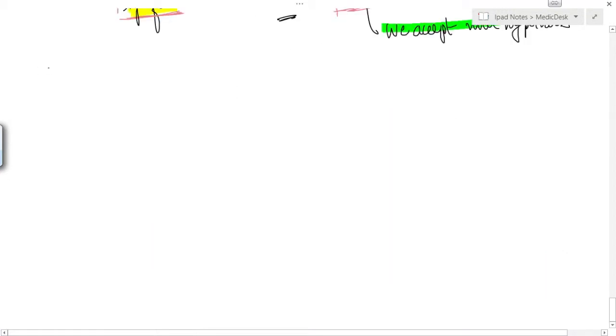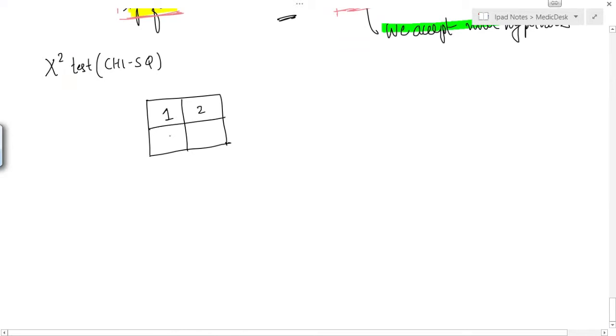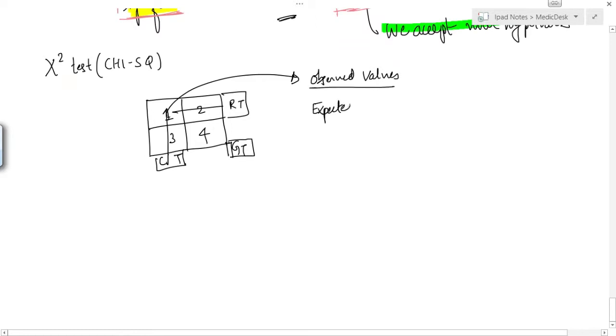so now we'll quickly look at the formulas for the tests. First of all would be the chi-square test. Here suppose we select a 2x2 table, then that would be the first cell, second, third and fourth. Here would be the row total, here the column total, and that would be the grand total. The values that are given in this box are called observed values, and then there are expected values. They are attributed as O and E.